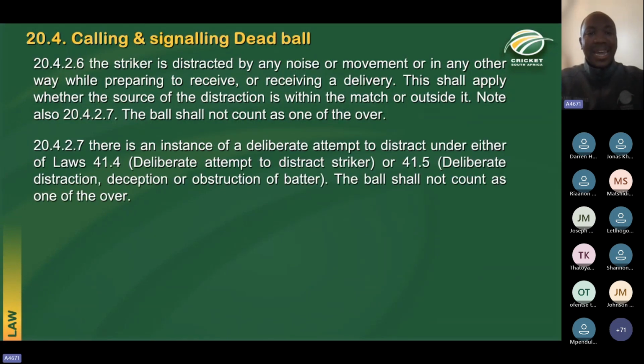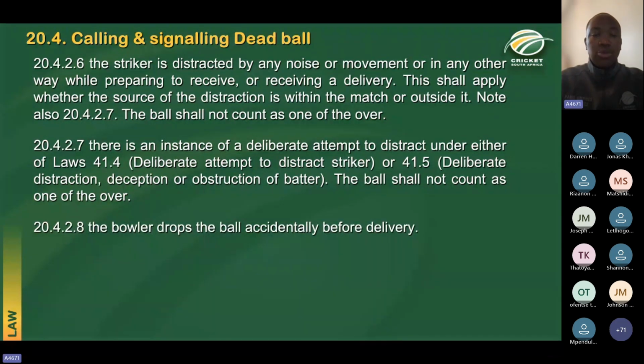If there's an instance of deliberate attempt to distract the striker, or if there is a deliberate distraction, deception, or obstruction of either batter, either umpire shall call and signal dead ball, and that ball shall not count as one legal delivery in the over, even if it is delivered.